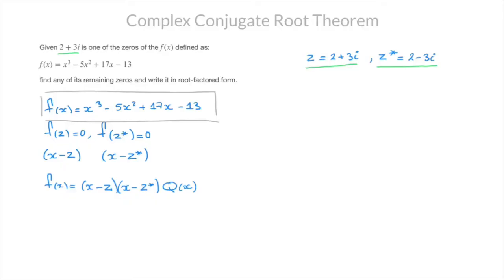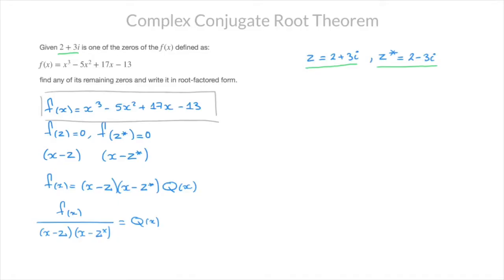In other words, we can go ahead and say that f of x over (x minus z) times (x minus z star) equals q of x. So all we actually have to do to find q of x is to divide f of x by (x minus z) times (x minus z star), where z and z star are the two roots that we found at the beginning. So let's go ahead and do that.